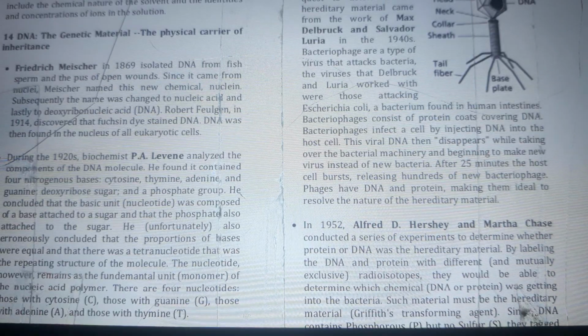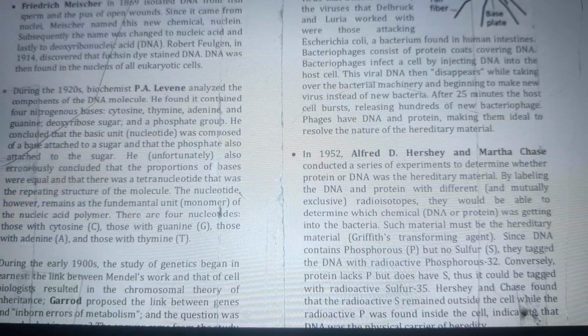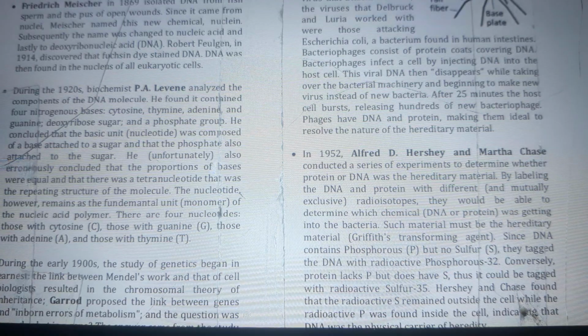During the 1920s, biochemist Phoebus Levene analyzed the components of the DNA molecule. He found it contained 4 nitrogenous bases: cytosine, thymine, adenine, and guanine, deoxyribose sugar, and a phosphate group. He concluded that the basic unit, the nucleotide, was composed of a base attached to a sugar and that the phosphate was also attached to the sugar.